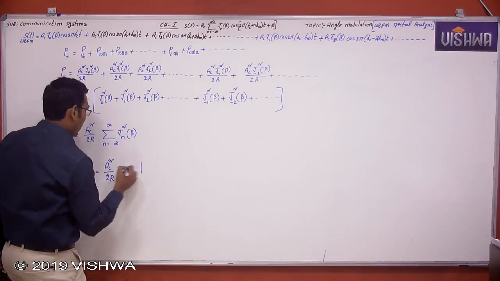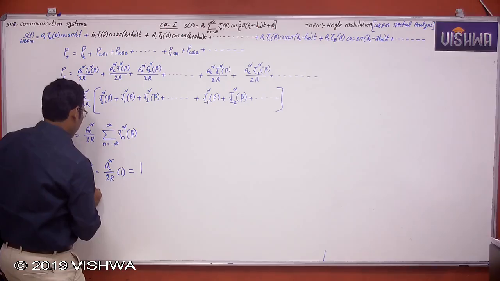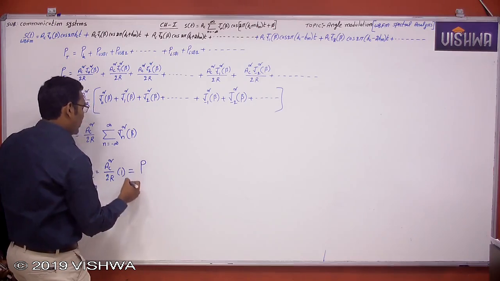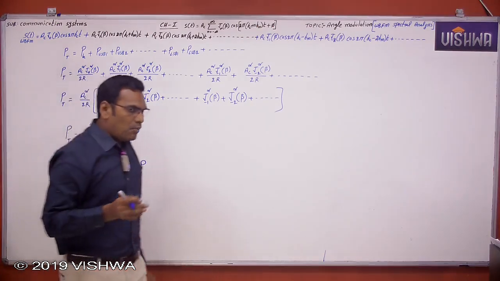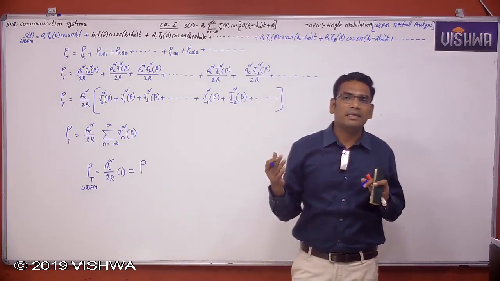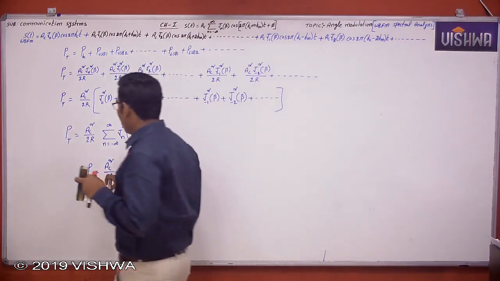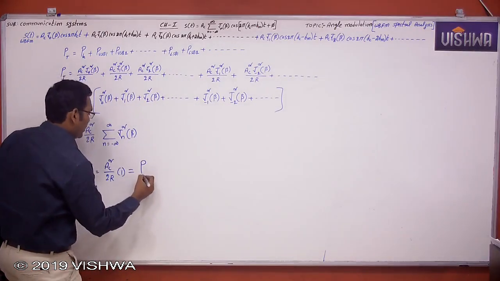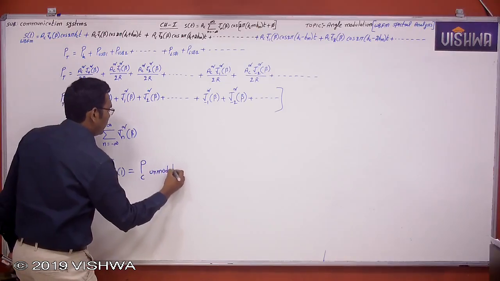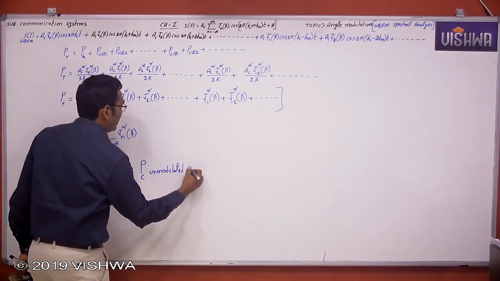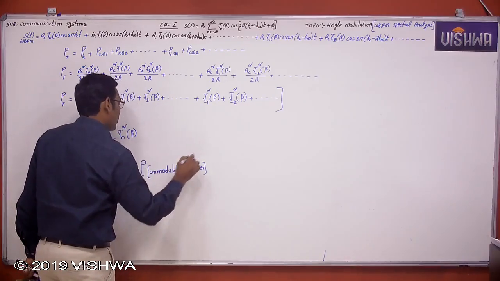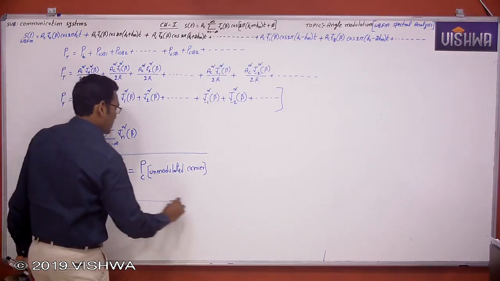This is the total power required to transmit a wideband FM, which will be the same as the power before modulation. The same power is sufficient to transmit the signal after modulation. So the total power of wideband FM is the same as that of the unmodulated carrier power. How much power is required for the unmodulated carrier? That much power is sufficient to transmit the FM signal.